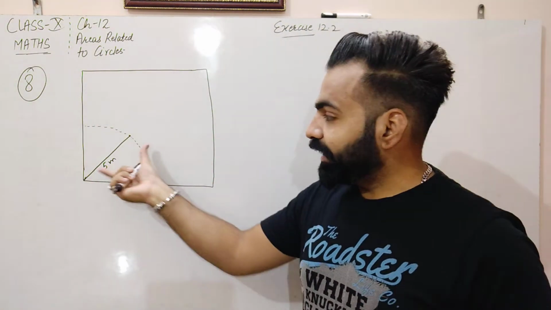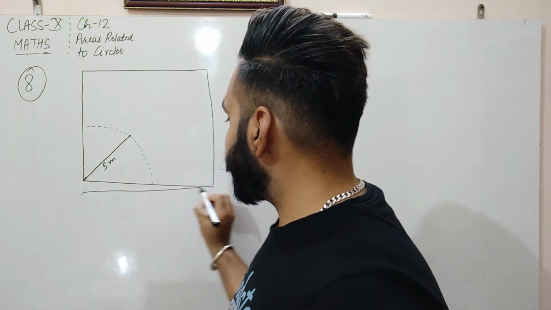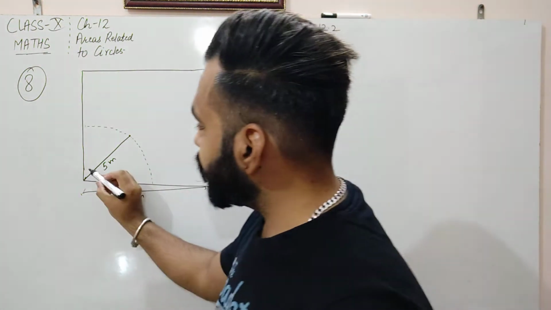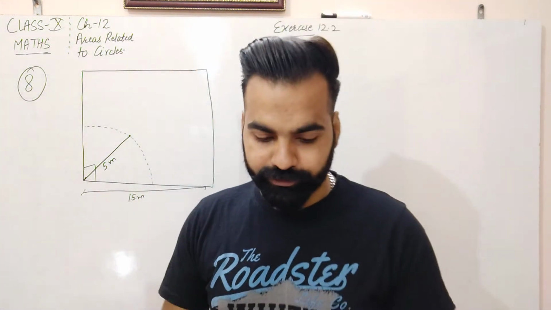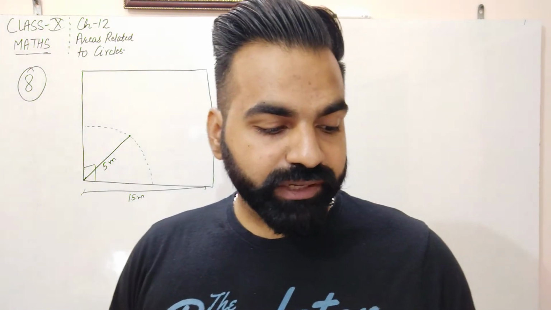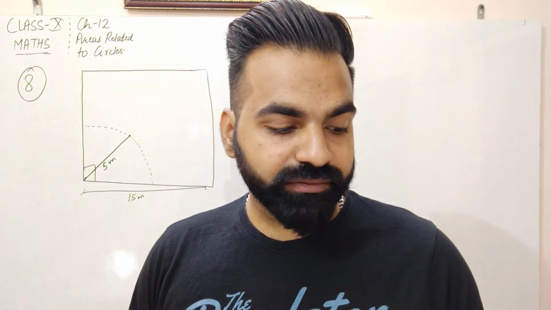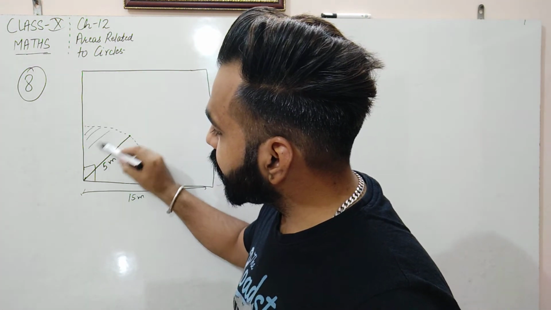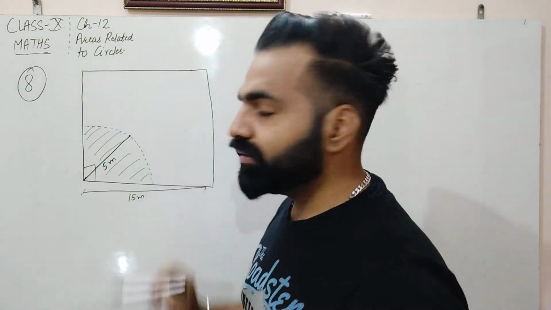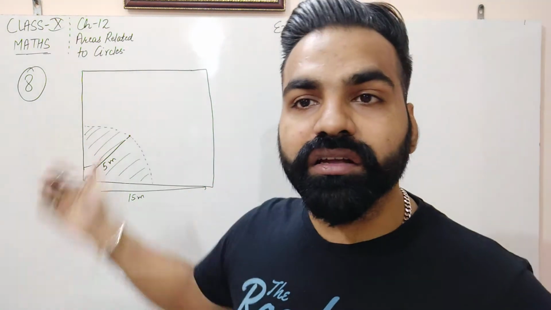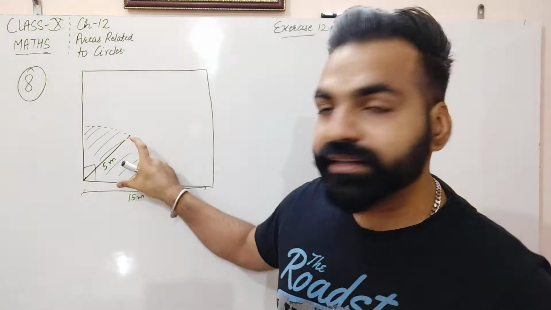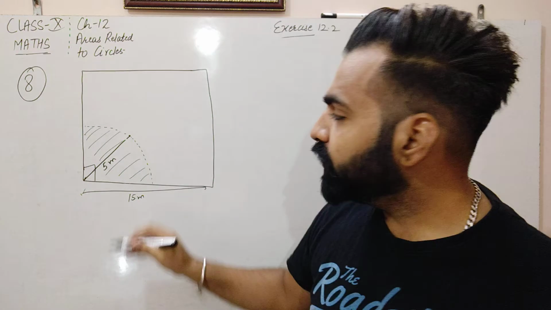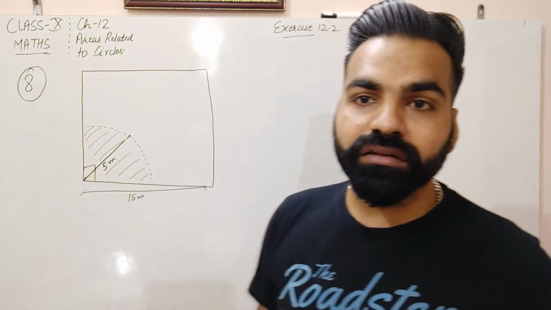Clear? The length is given 5 meter, the side of square is given 15 meter, and we know that all the angles of the square are of 90 degree, so this angle will be 90 here. In the first part, we have to find the area of that part of the field in which the horse can graze. So this will be the area in which the horse can graze, because beyond this area the horse cannot move. So we have to find the area of this part, and this forms a sector with radius 5 and angle 90 degree.